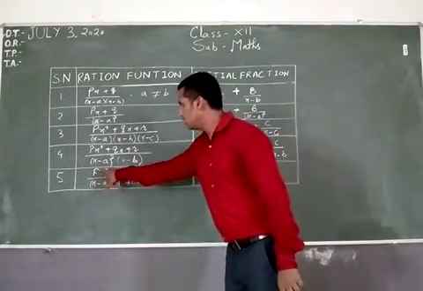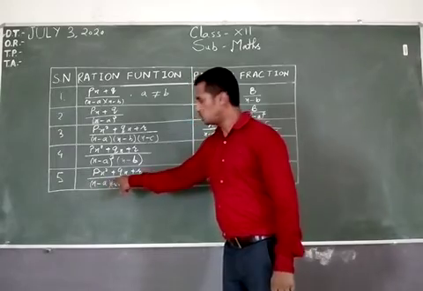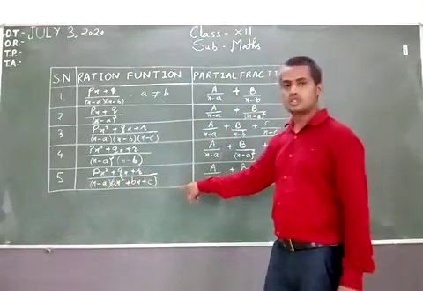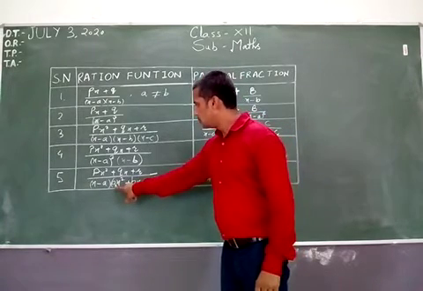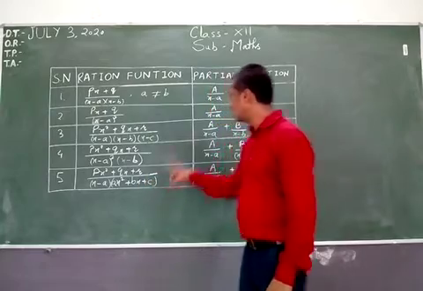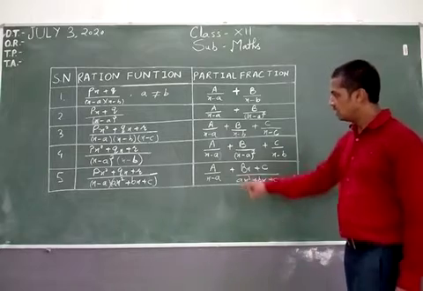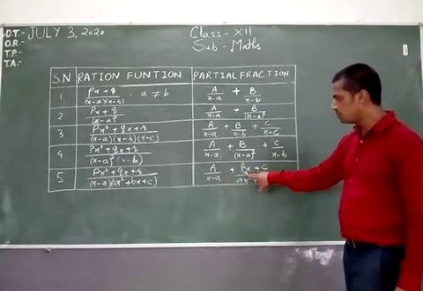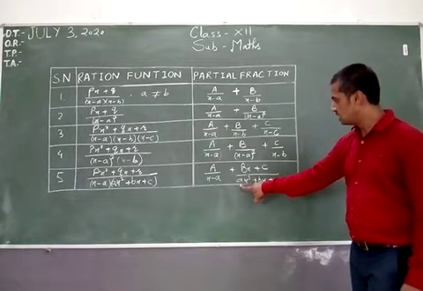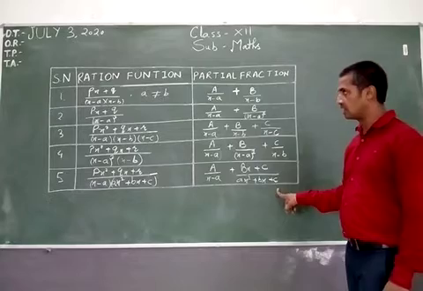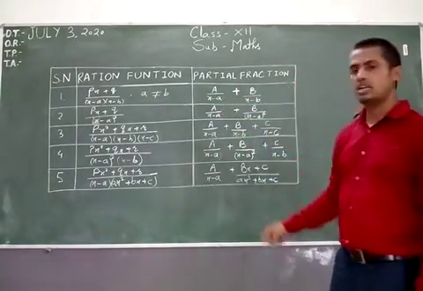Next function we have (px square + qx + r) upon (x - a) into a polynomial in quadratic form, (ax square + bx + c). We can change the rational function into partial fraction form as A upon (x - a) plus (Bx + C) upon the quadratic polynomial (ax square + bx + c). We can write. Now how can we find the values of these arbitrary constants A, B, C?